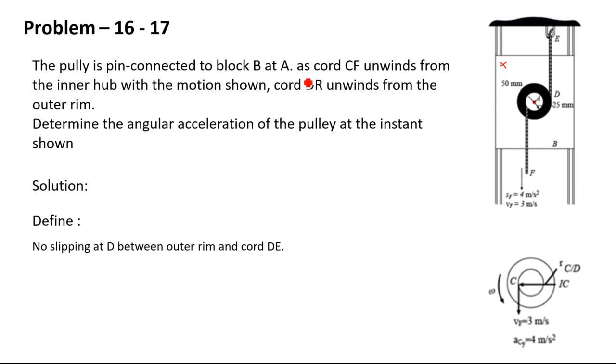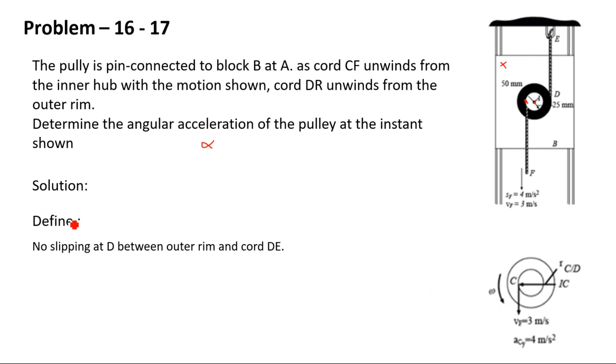So what's happening is that the cord CF, from point C to point F, is going to be unwound from the inner hub with the motion shown, and the cord DE is going to be unwound from the outer rim. Now determine the angular acceleration of the pulley at the instant shown. So we need to find the alpha of that pulley.